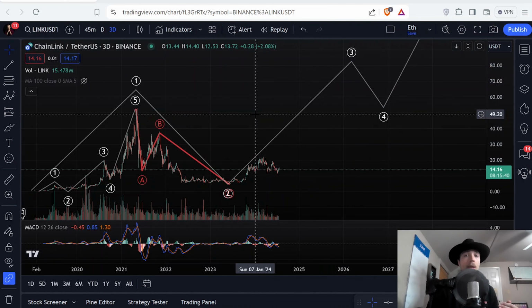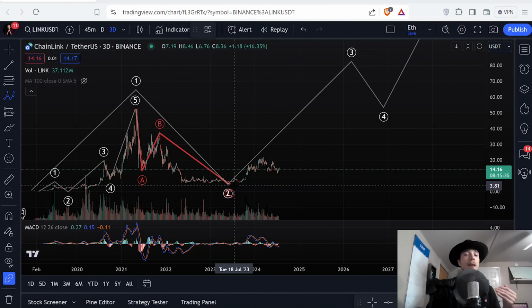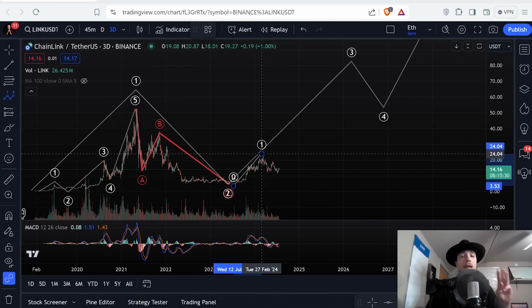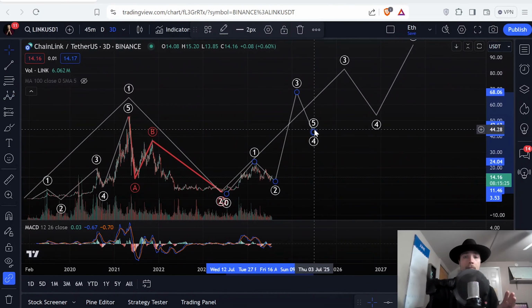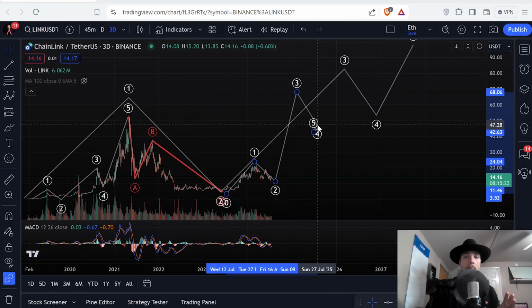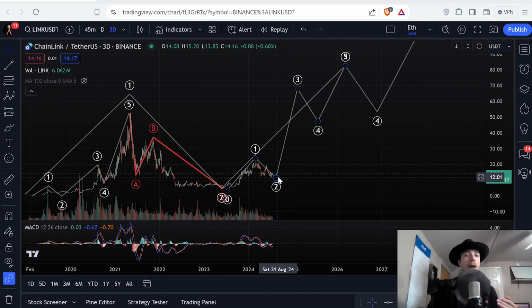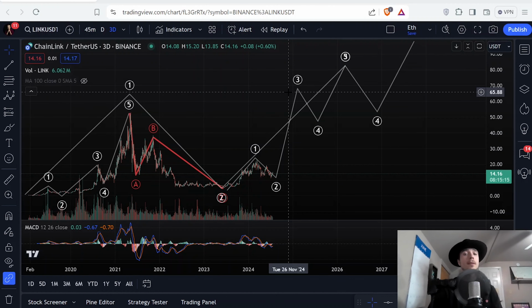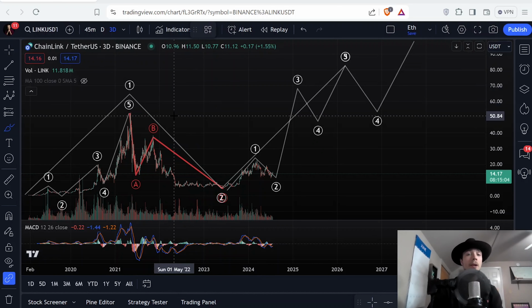Now here in the big picture, we're getting ready for wave 3, but we're also getting ready for wave 3 in the smaller time frame. So that means we're having a 3 of 3, a wave 3 of wave 3. Now, what that means here for us who are trading Chainlink, this 3 wave is probably going to be very, very impulsive, even more so than your common wave 3, because it's wave 3 of 3. And wave 3 is already a big wave.